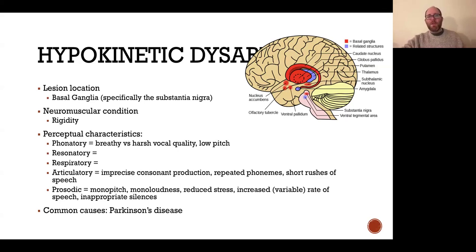The most common cause of this is Parkinson's disease, as I alluded to earlier, but you can have strokes in the basal ganglia that impact the substantia nigra and can result in hypokinetic dysarthria as well.